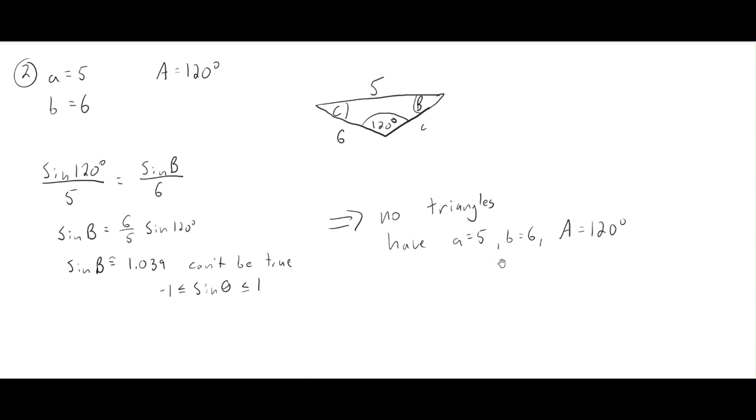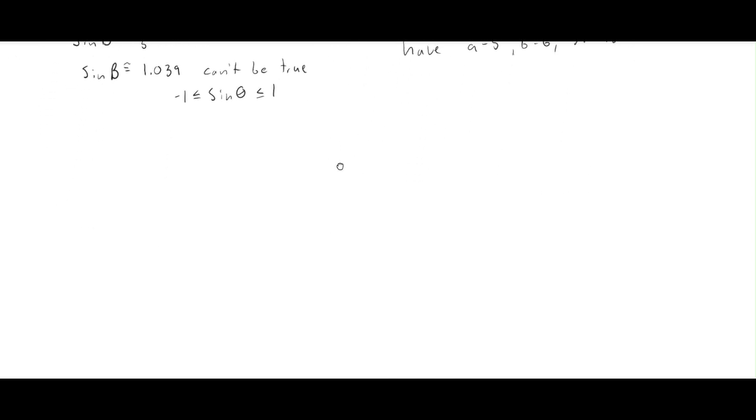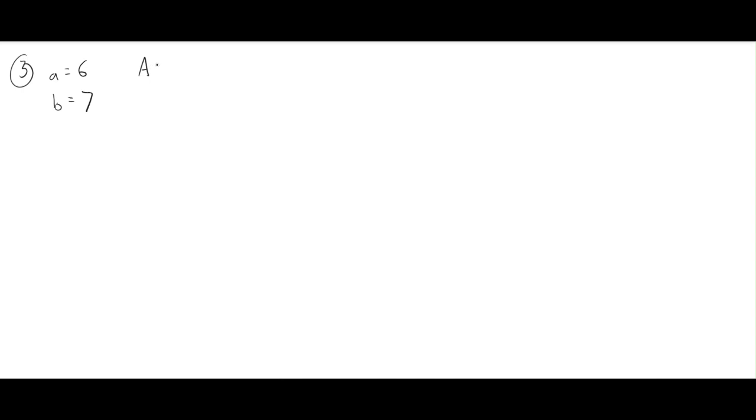Okay, let's do one more example. So we had one triangle. We had no triangles. I'm guessing this is a 2-triangle example. Okay, so let's do A equals 6, B equals 7. And we'll take our angle A to be 30 degrees.